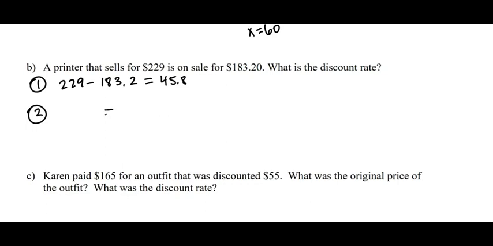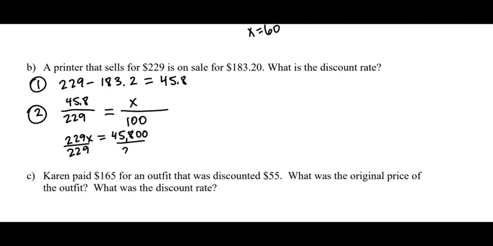Now I can set up my proportion, because I need to have the discount. 45.8 out of 229 is what percent of 100? So I have 229x equals 4,580 divided by 229. X equals 20%.